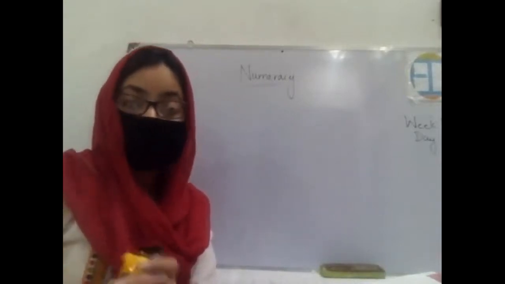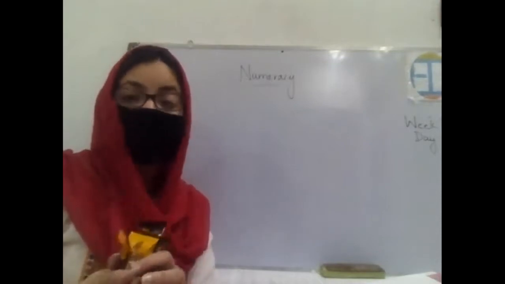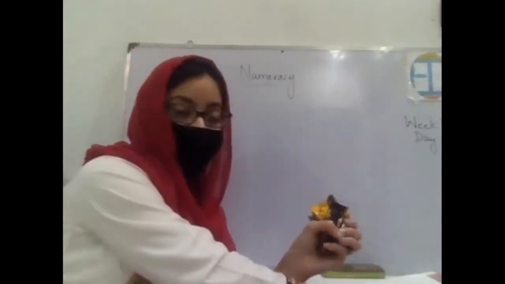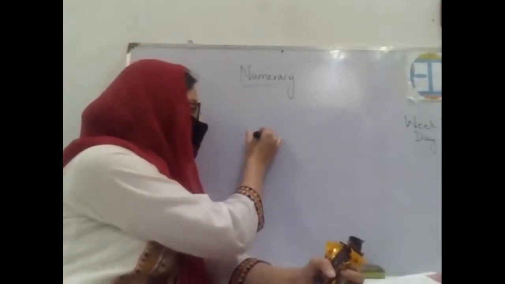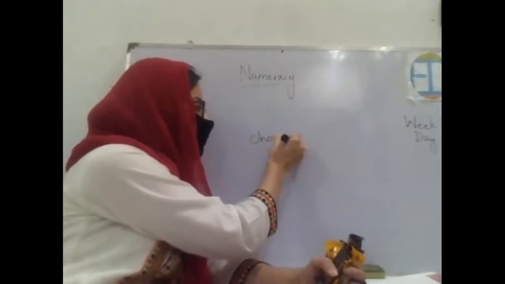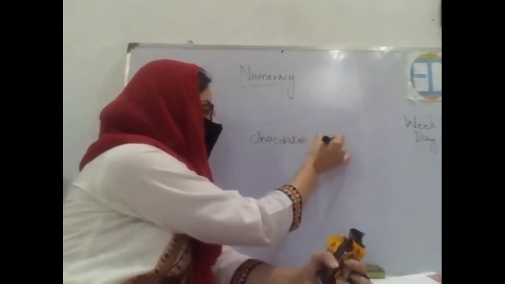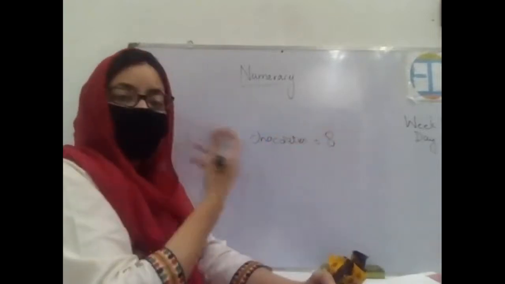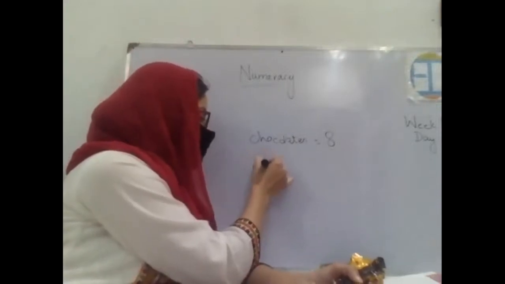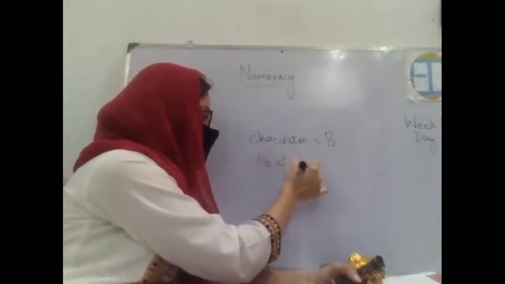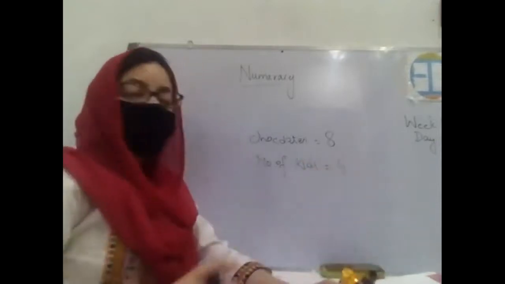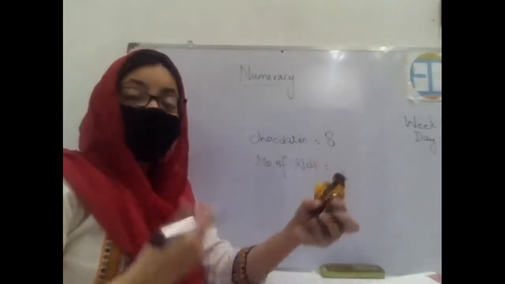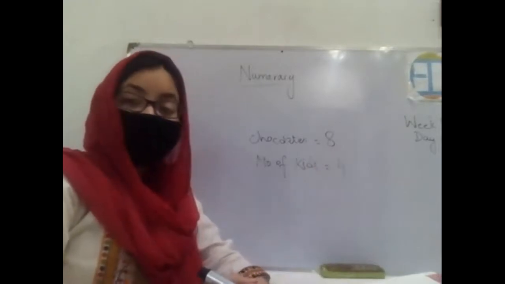So if I tell you this data in the form of a statement, what you will be doing is you will write down the data first. So you will write down how many chocolates we have, the number of chocolates. We have 8 chocolates. And how many kids? Number of kids. We have 4 kids. We want to divide these 8 chocolates among 4 kids. So how many chocolates will each kid have?